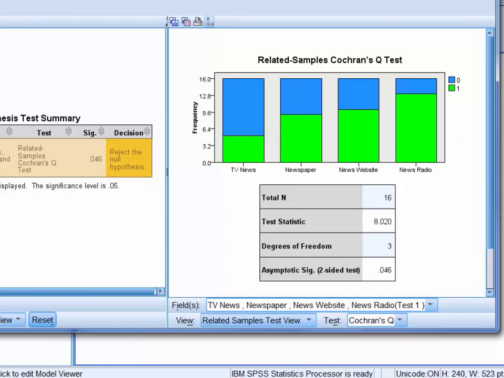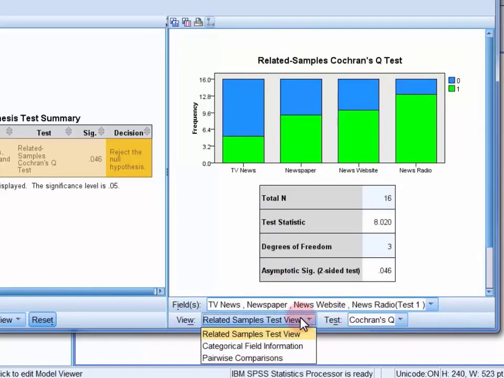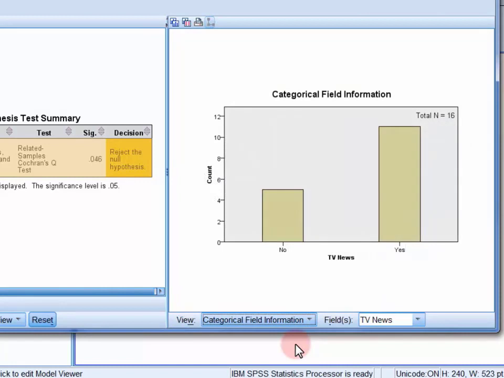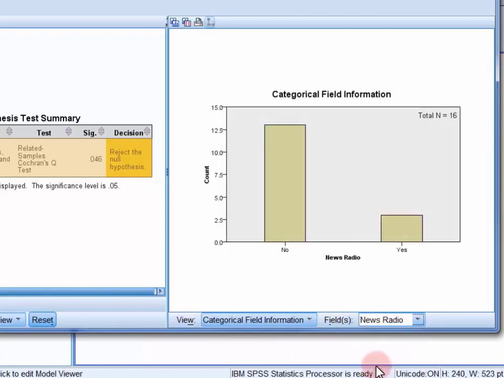Before we get to that, though, I just want to confirm for you that the majority of the sample did watch TV news and did not listen to radio news, rather than the reverse, which is what this graph suggests. So in the View drop-down menu, I'm going to choose Categorical Field Information. So here I can see that about 2/3 of the sample watched TV news, and only about 1/4 of the sample listened to radio news.